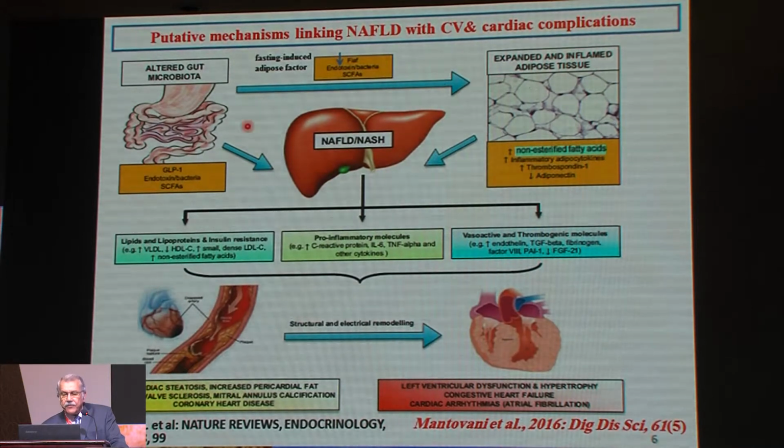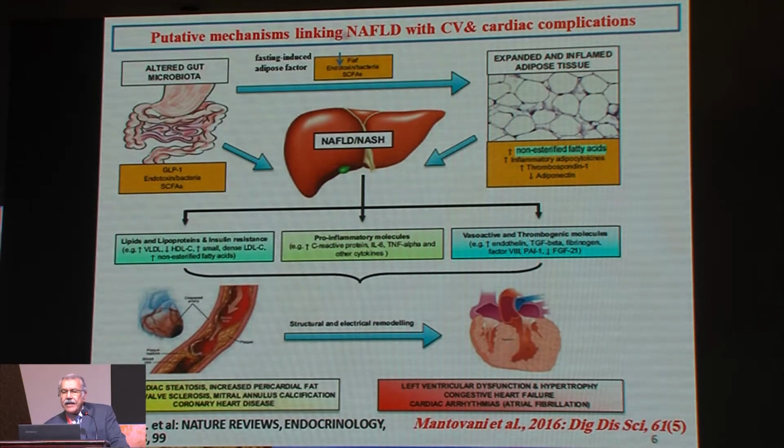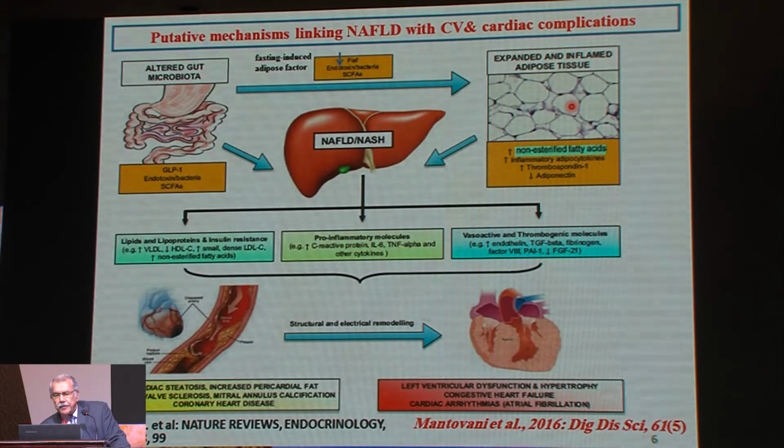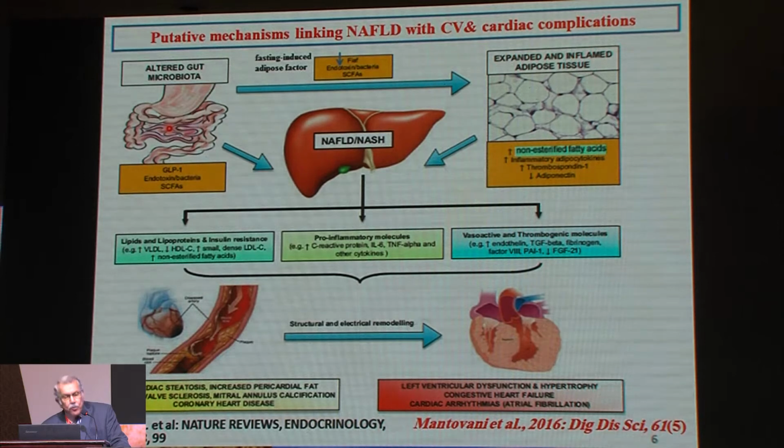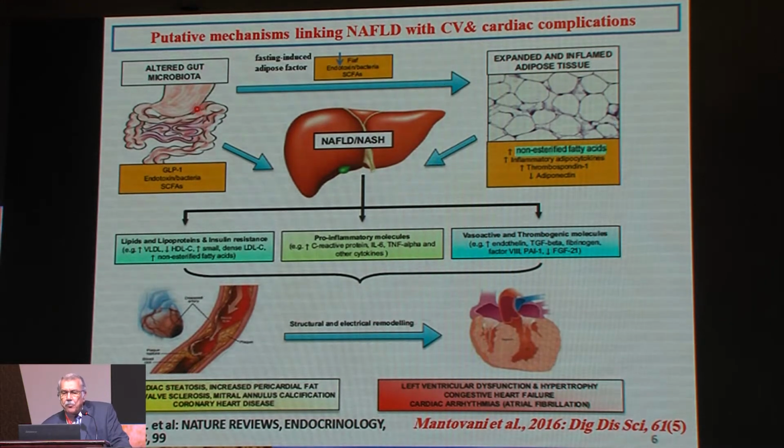What about the putative mechanisms linking NAFLD with cardiovascular and cardiac complications? As we know, the expanded and inflamed adipose tissue with the altered microbiota are the most important causing factors in the pathogenesis of NAFLD NASH. Now, recently also, this gut microbiota has a direct negative effect on this adipose tissue. Now, this will lead to the cardiovascular disorders we discussed, and the NAFLD presence is an independent factor.